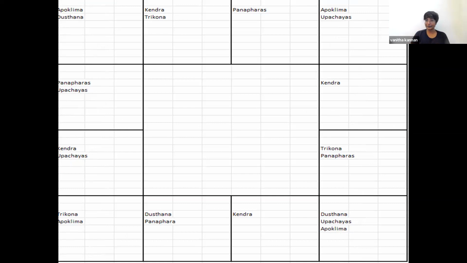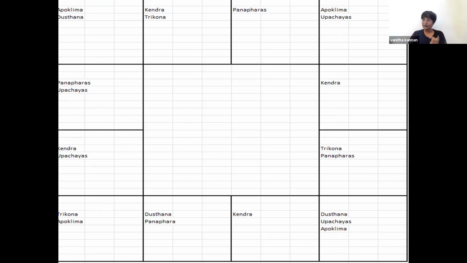Now move on to the 8th one. That is your Dusthana and the Panapara. Here is an interesting combination again. Dusthana means your auspiciousness will be reduced to 0%, but the Panapara has 50% auspiciousness. So if there was a good graha in it, consider the Guru was in it.